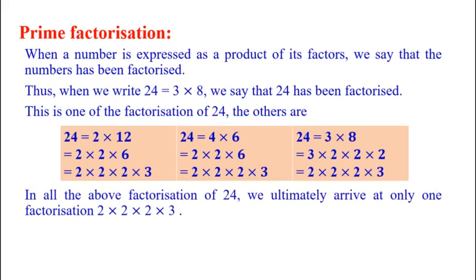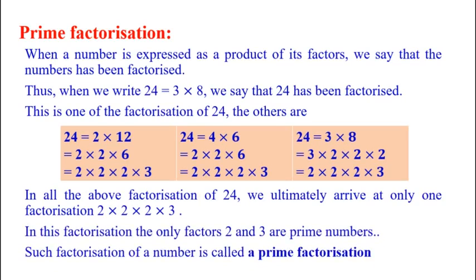So, in all the above factorizations of 24, we ultimately arrive at only one factorization, that is 24 is equal to 2 into 2 into 2 into 3. In this factorization, the factors 2 and 3 are prime numbers. Such factorization of a number is called a prime factorization.